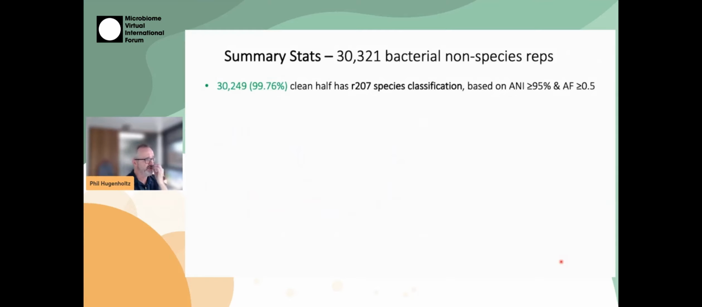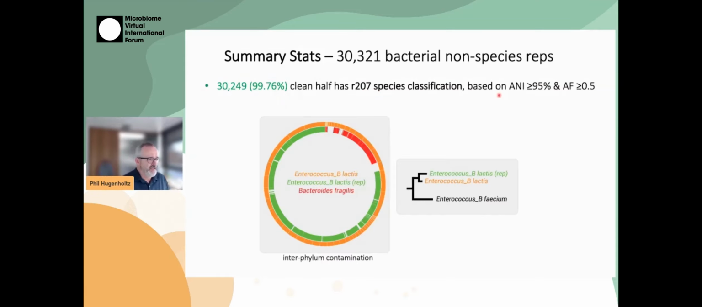And what we saw was that 99.76%, so almost all of these genomes, ended up with the same species classification as when using the whole genome. An example of this is here. I want to be very clear here: we're not saying that these genomes aren't chimeric, we're just saying that the contamination is not sufficient to have changed the classification based on the ANI.